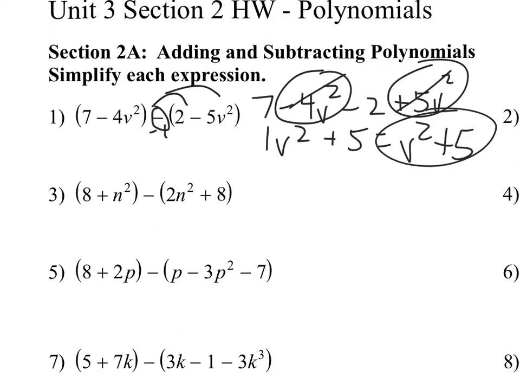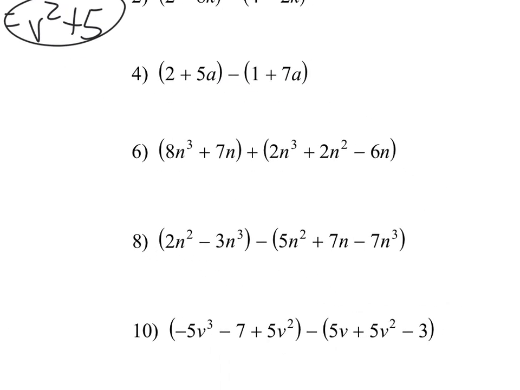Okay, let's go over to number 6. Number 6 is an addition, and we have a binomial plus a trinomial. With addition, you can really just drop off parentheses. We're not multiplying here, so we just want to drop off parentheses. So I'm just going to take that first binomial and write 8n cubed plus 7n. And if it's addition, all the signs stay the same in that trinomial that follows the addition sign. So it's plus 2n cubed plus 2n squared and minus 6n.